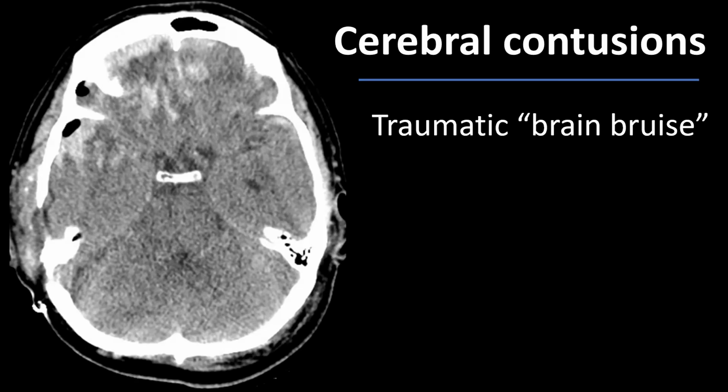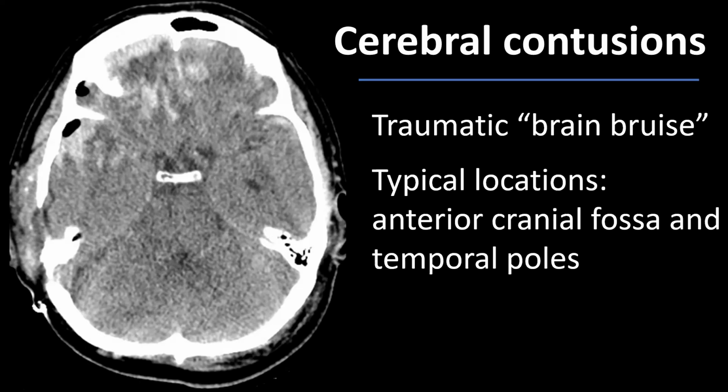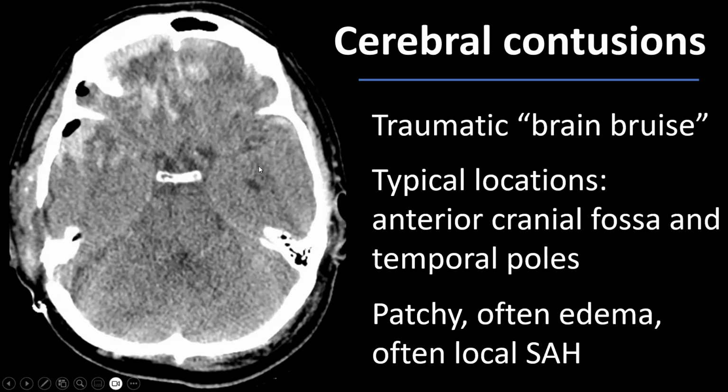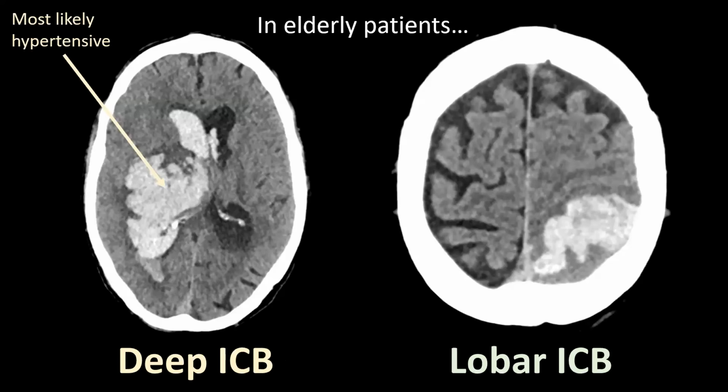This occurs following an acceleration-deceleration injury of the head, causing the brain to slide over the bony ridges of the anterior cranial fossa and against the middle cranial fossa. The locations are quite typical, although basically contusions can occur anywhere, but these are definitely predilection sites. They are often patchy, you often have multiple, often surrounded by edema, and there is often local subarachnoid hemorrhage present.